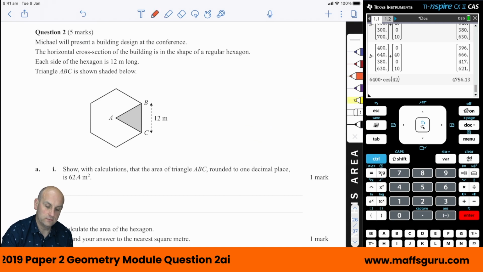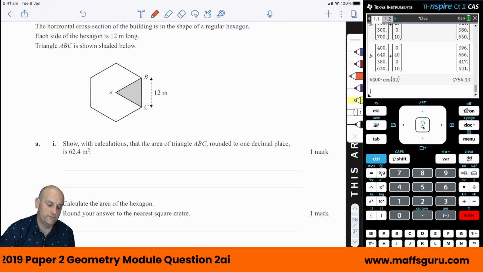Michael will present a building design at a conference. The horizontal cross-section of the building is in the shape of a regular hexagon. Each side of the hexagon is 12 meters long. Triangle ABC is shown shaded. Show with calculations that the area of triangle ABC, rounded to one decimal place, is 62.4 meters squared.